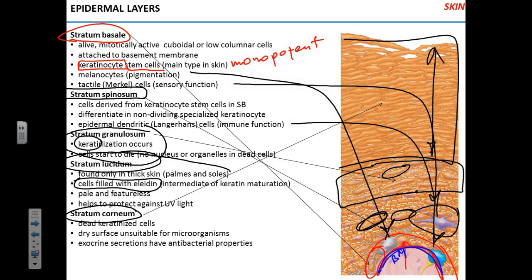Make sense? So understand the difference. In thick skin you have 5 layers, in thin skin you have 4. Everybody's okay with that? Any questions?